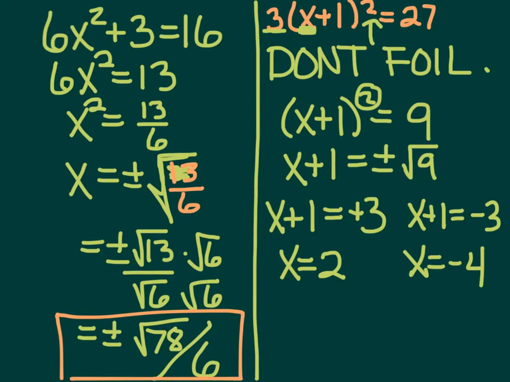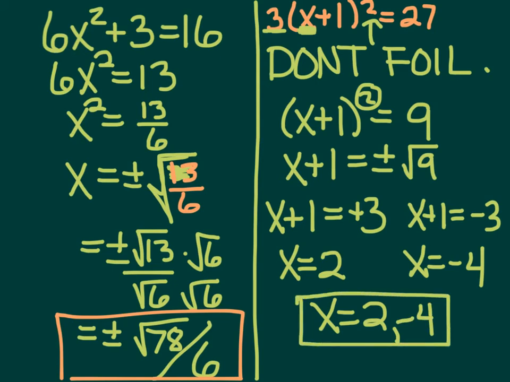So we have two answers. X is equal to 2 and negative 4. There are two things that we could plug in right here for x that would make this true.